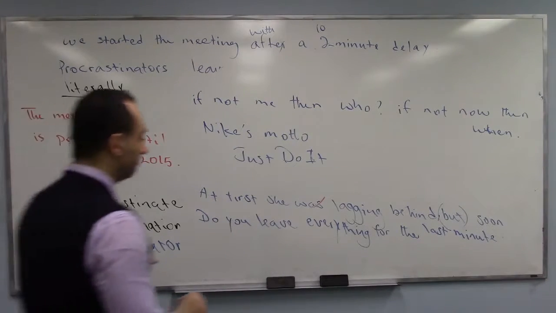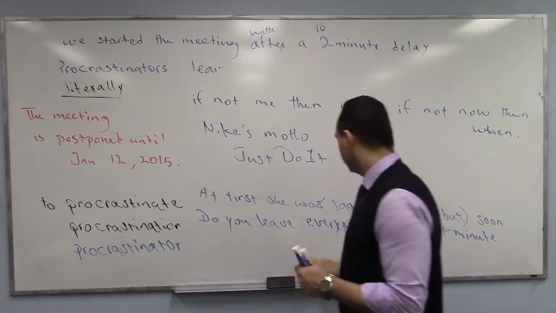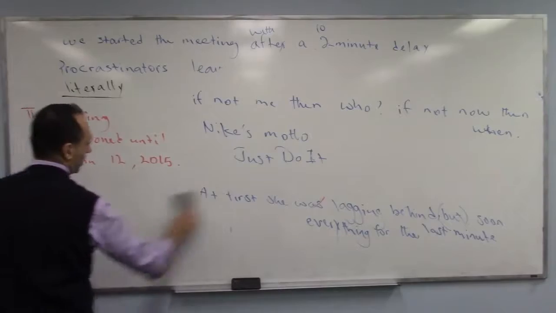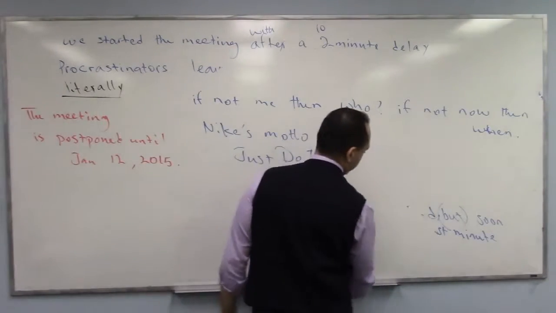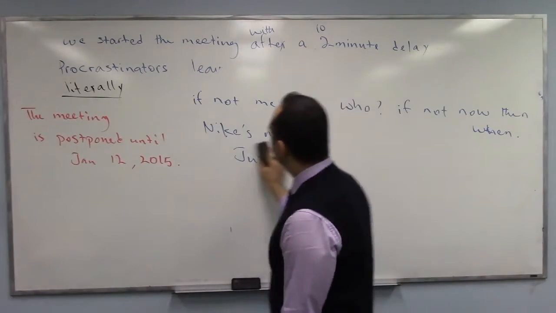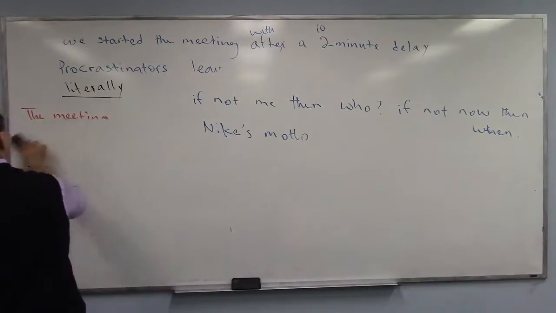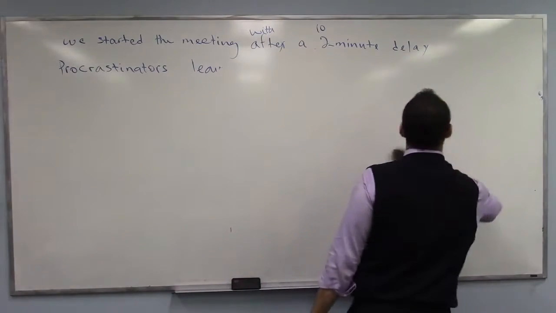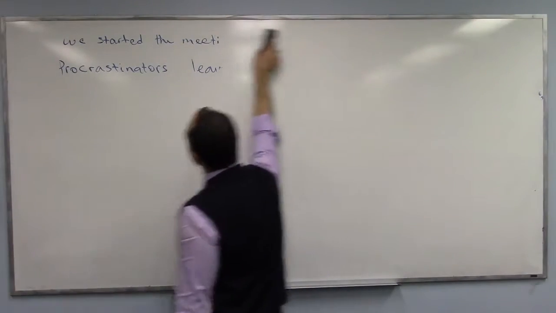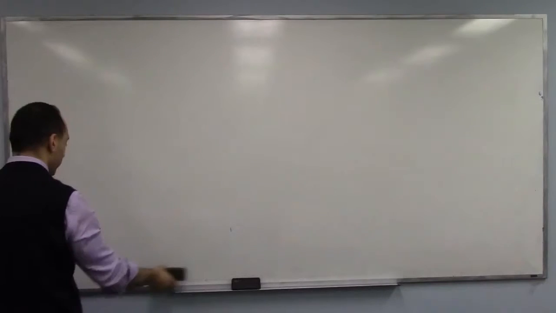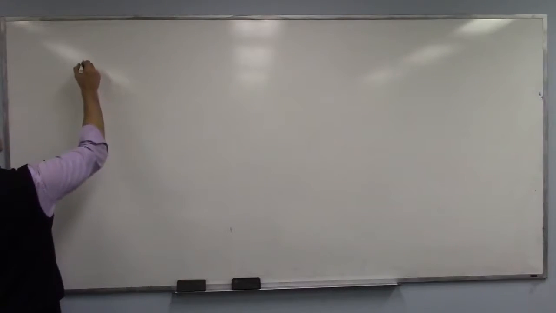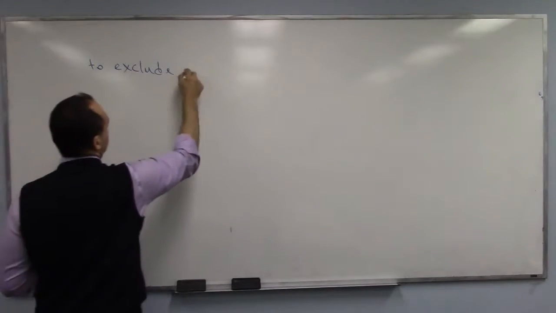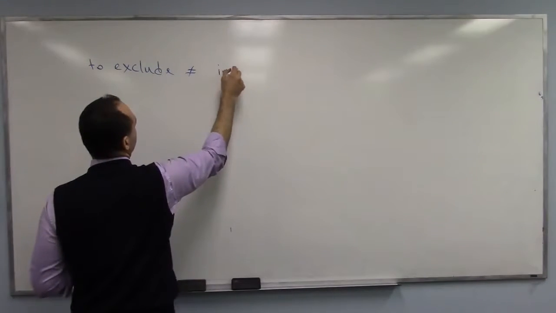Next word is a very good word. Exclusive. What is exclusive? What is the verb? Exclude? What does that mean? Not include. Very good. So to exclude is the opposite of include.